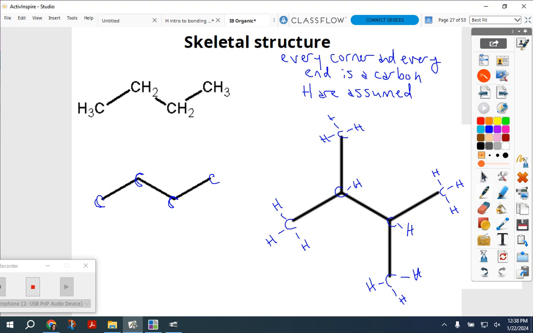What would be the name of this compound? First of all, what's the longest carbon chain? How many carbons? 4, yep. Okay, so it's going to be a butane. And what are we going to add to that?